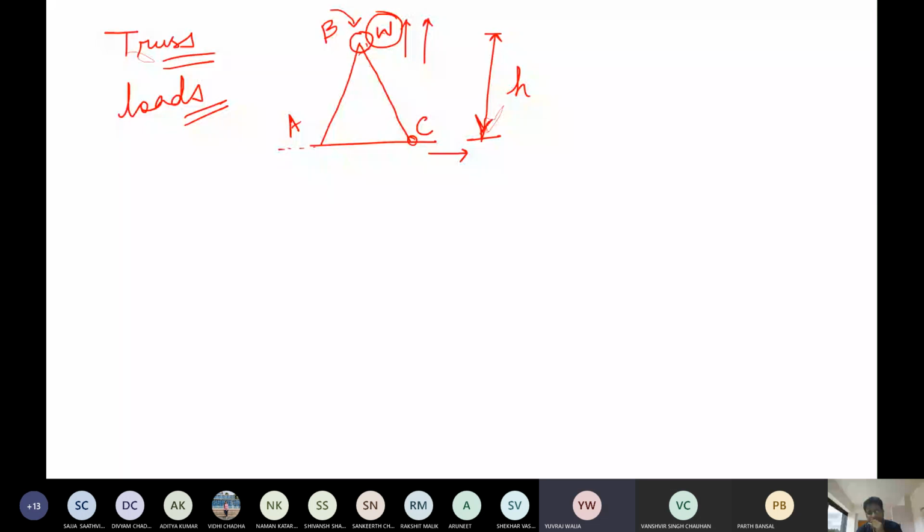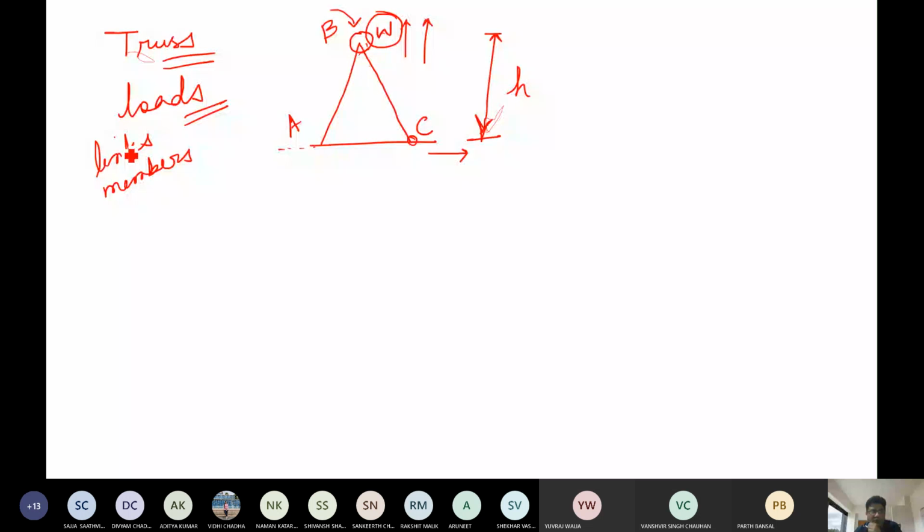Come down, sir. It will come down again. Now again, we have to stop this from happening. We have to stop this movement of W downwards. So till now I have already used two links, two members here. One is your AB, another one is this BC.